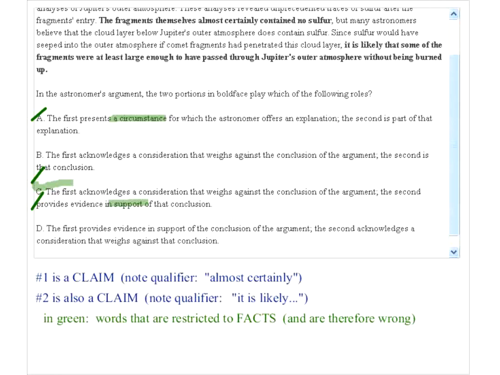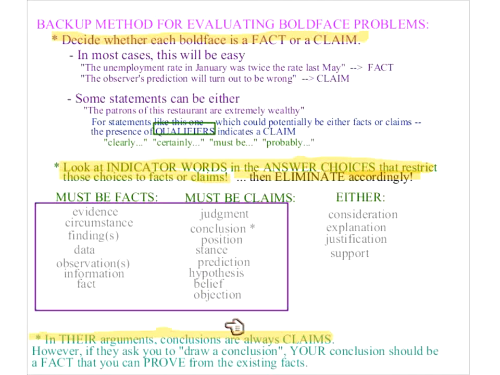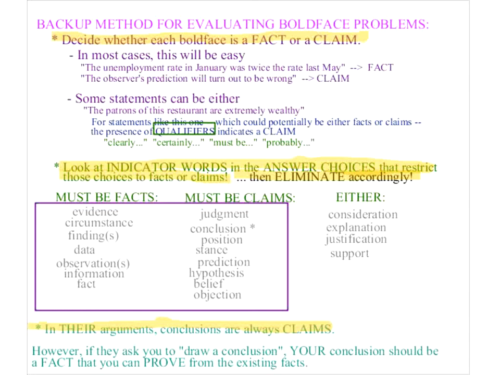So one of the users wrote, when does, I think that's supposed to say conclusion. When are conclusions facts? Remember, not on these, okay? When you're doing a draw-the-conclusion type question, which is a totally different type of CR question, then the conclusion has to be a fact, but only then. So if it's your job to draw the conclusion, your conclusion must be factual. When they present you with an argument containing a conclusion, the conclusion must be a claim.